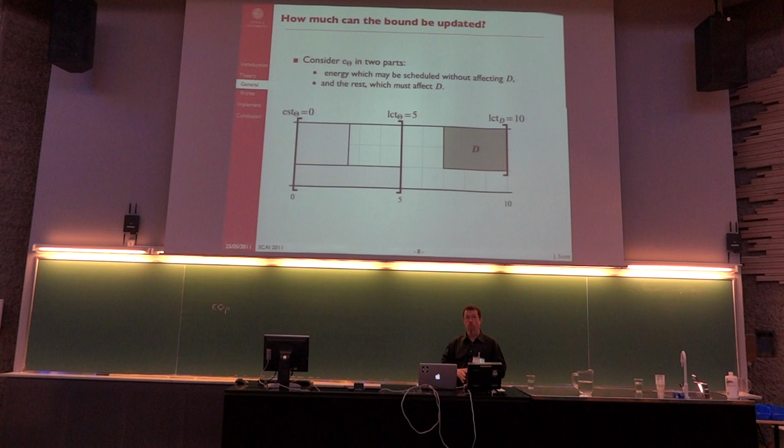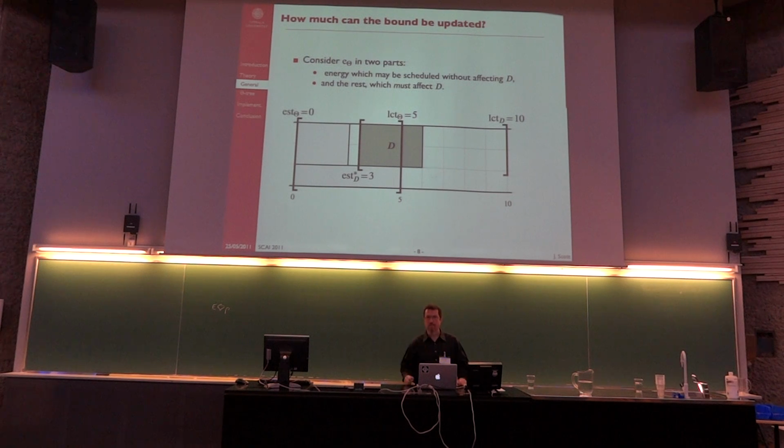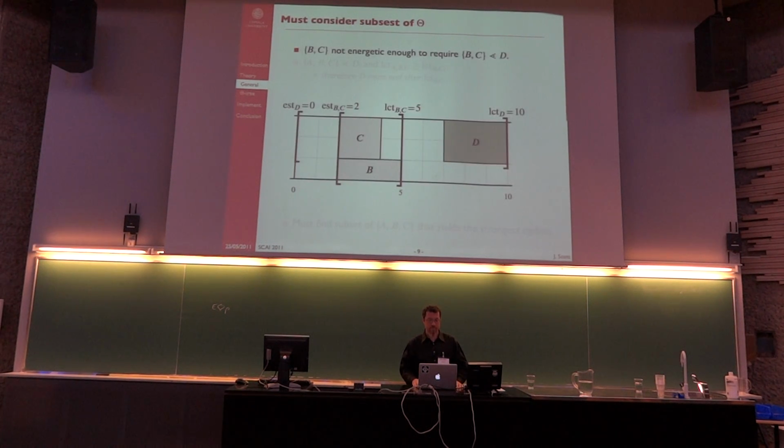So we get a lower bound on the adjustment that we can make to the task D. And since all of these values are considered to be discrete, we round it up. So we get a very quick calculation that lets us see that we can update the earliest start time of D to a time of 3. But we can actually do a little bit better than that.